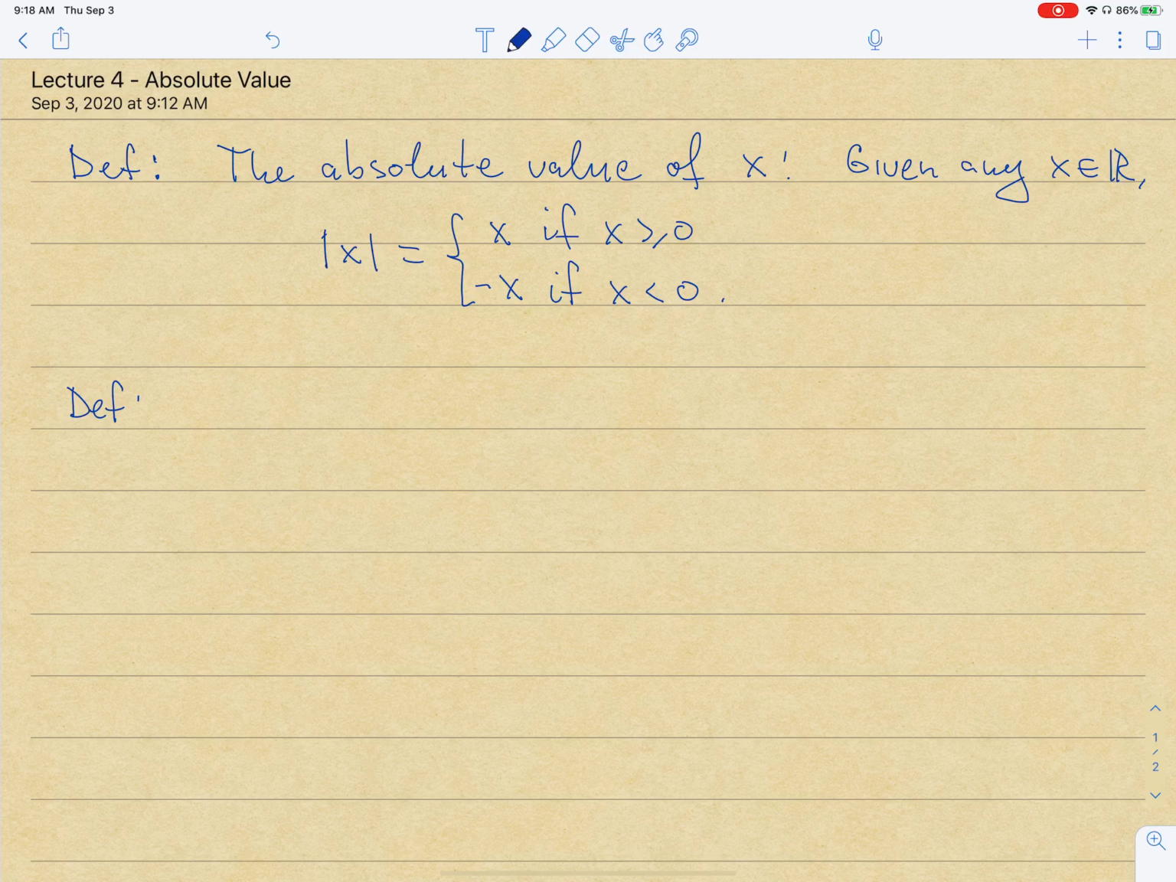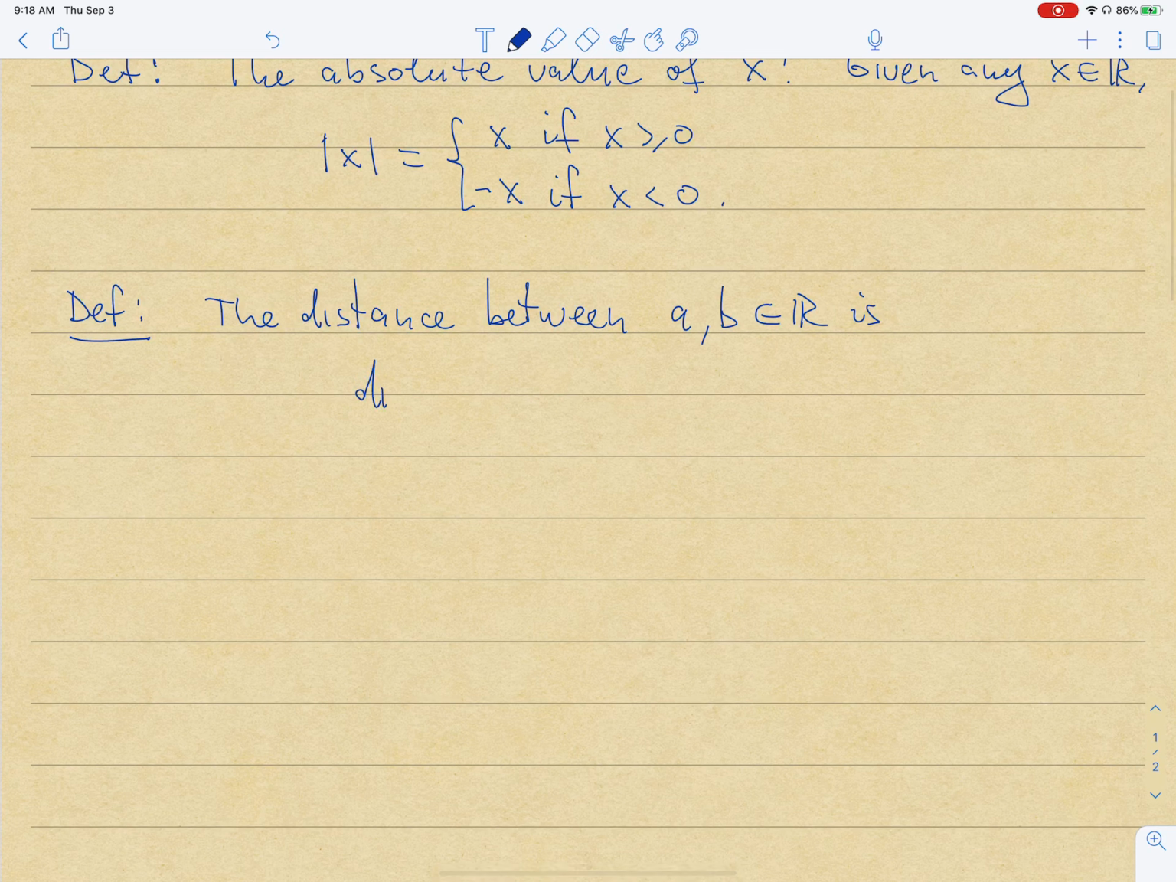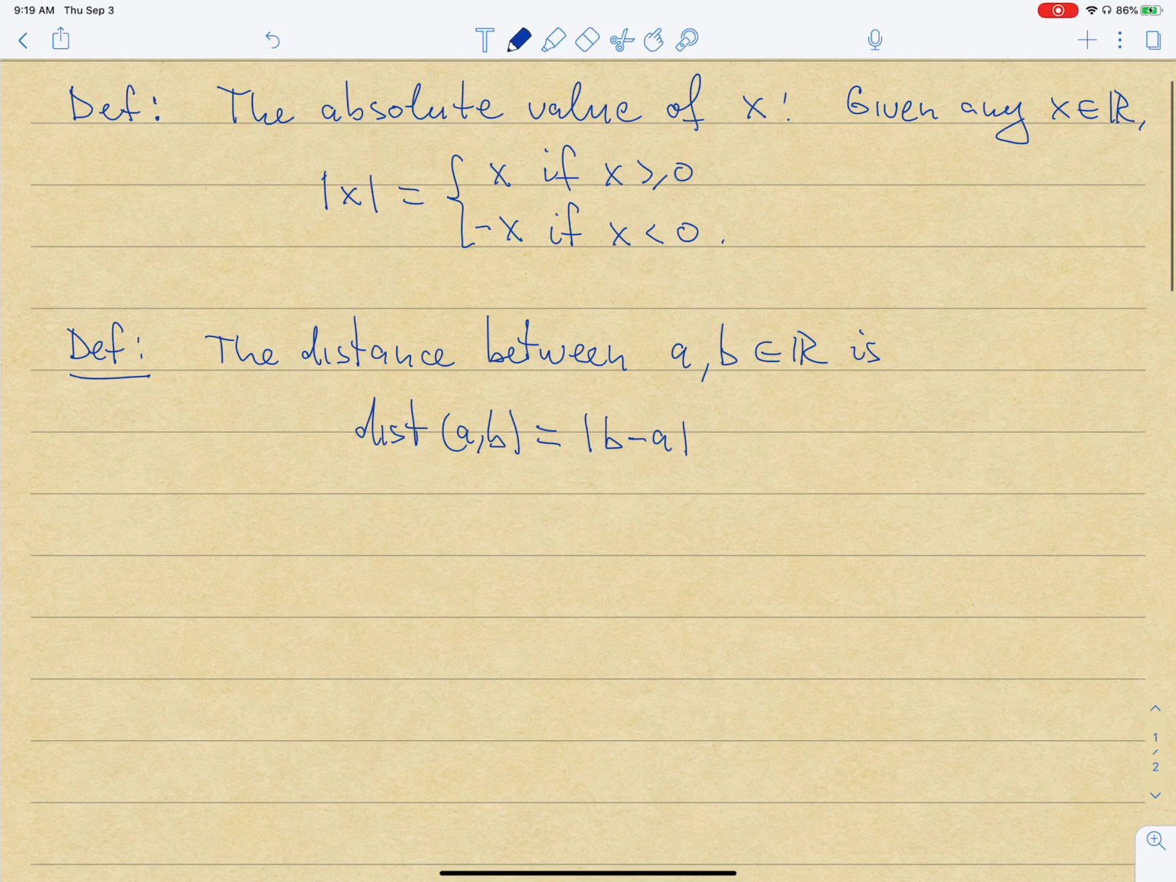Second definition, the distance between the two real numbers a and b is, I'm going to denote it by distance from a to b, and that, not surprisingly, is simply the absolute value of b minus a. Right, this is obvious, and I'm sure it makes a lot of sense.